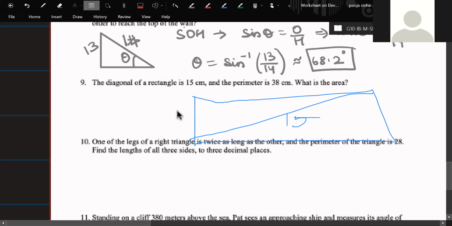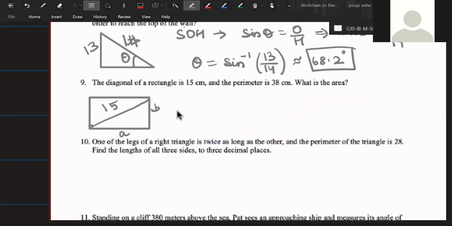So miss, this is like all that I can draw, right? Diagonal, yes, of a rectangle. But miss, they've just given the perimeter, so how will we know how much is on each side? Interesting. So I'll call this A and this B. Okay. And I know that perimeter, which means A.